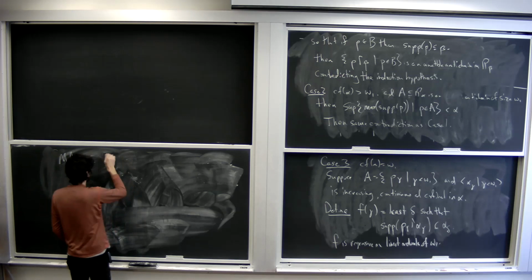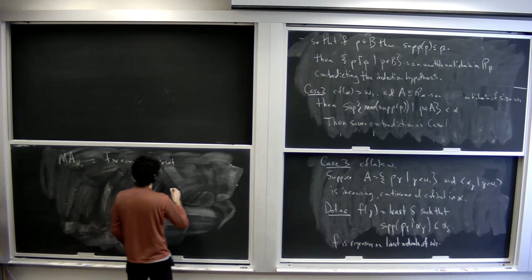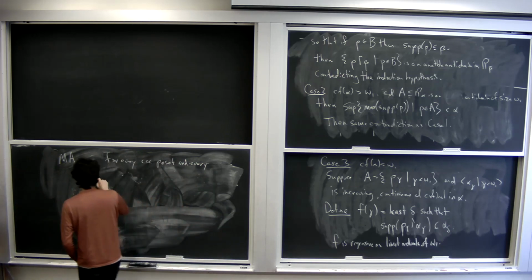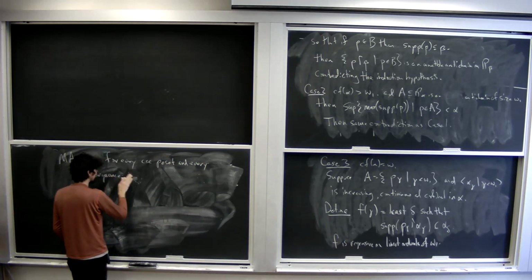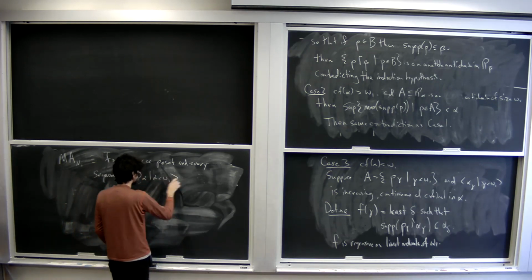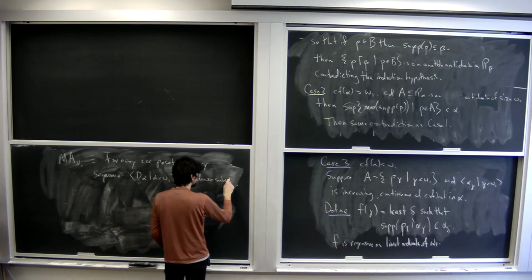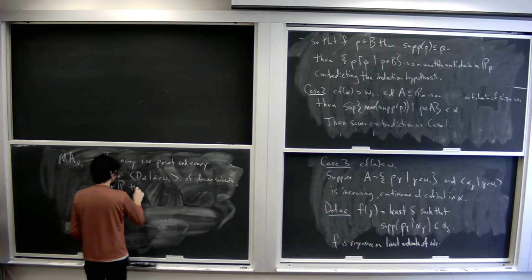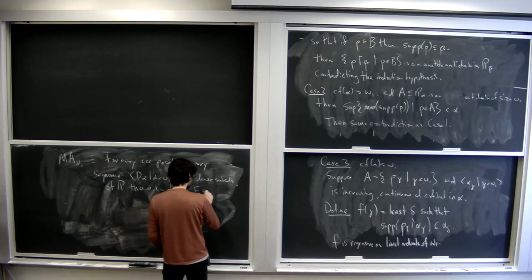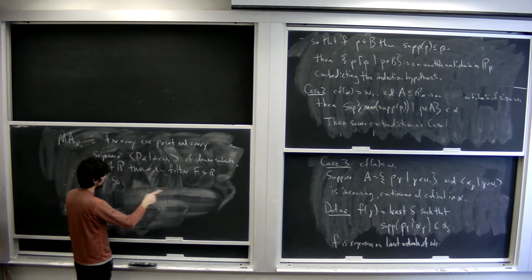This is the assertion that for every CCC poset P and every sequence of dense sets D_alpha, alpha less than omega 1, of P, there is a filter F containing p so that F meets all of the dense sets.